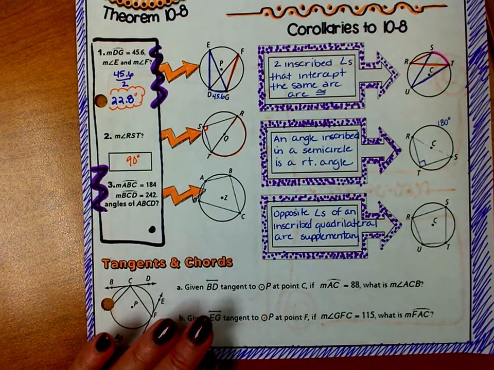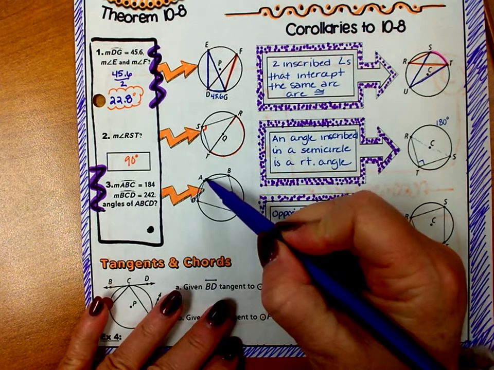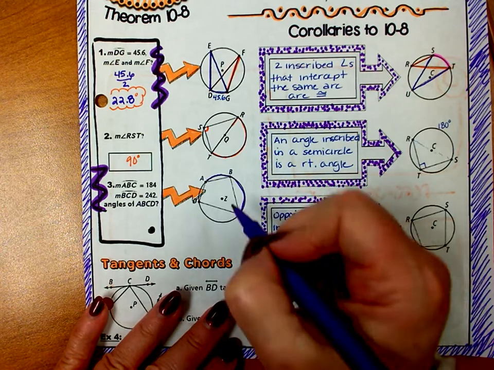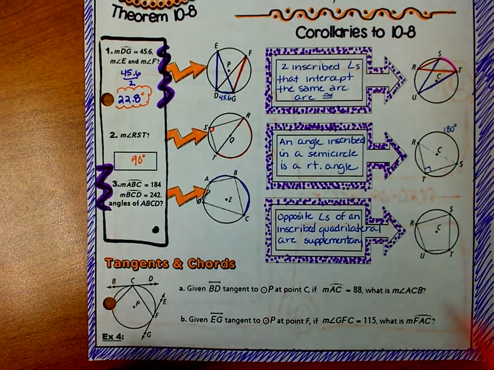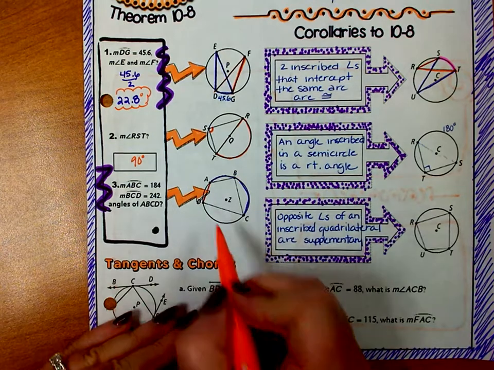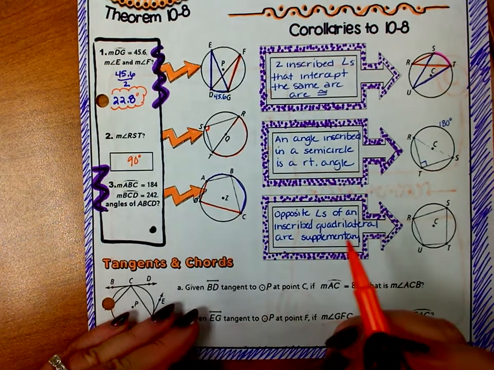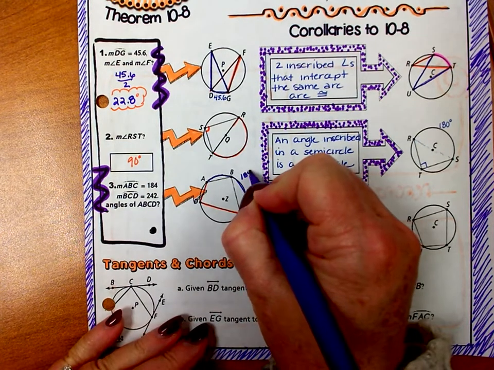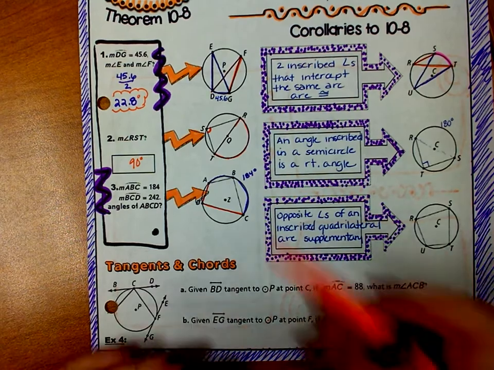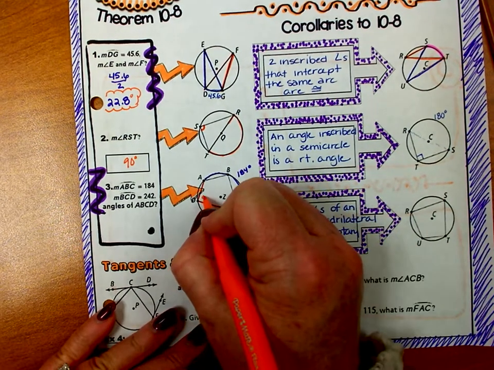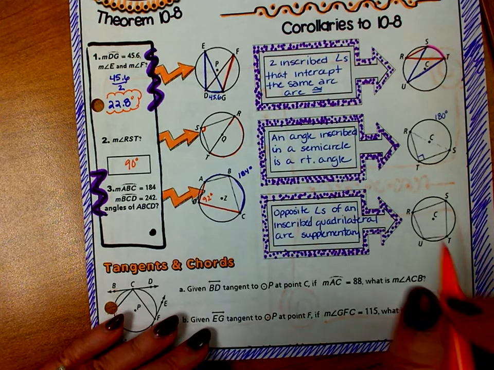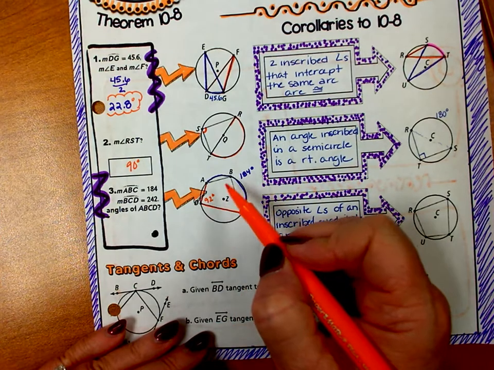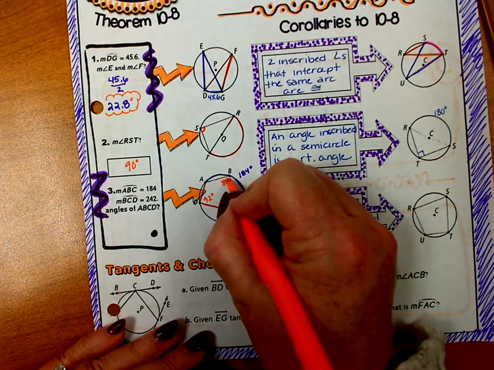Measure of arc ABC is 184. Okay, so that means this part right here is 184 degrees. Okay, this is intercepted by angle ADC. Okay, so if this is 184 degrees, then that means that angle ADC is going to be half of that, or 92 degrees. Okay, so angle D and angle B are supplementary. So if we subtract 92 from 180, we are going to get 88 degrees.